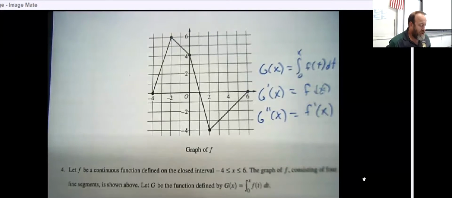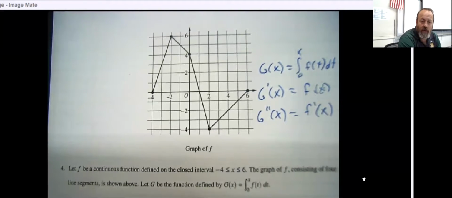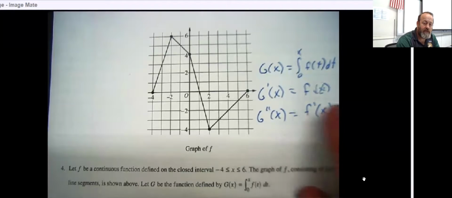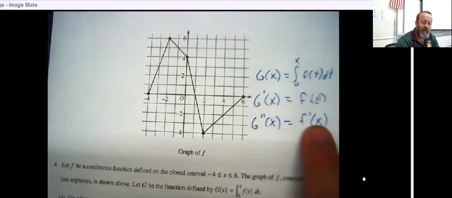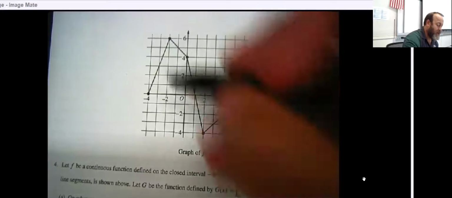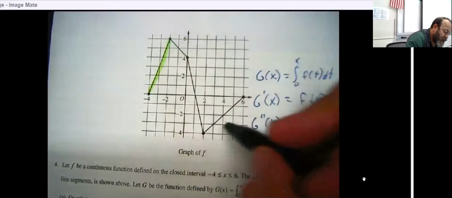So if I wanted to come up with an interval where g is concave up, keep in mind, if I want g to be concave up, I need the second derivative to be positive. But the second derivative of this is the first derivative of f. So if I'm looking at f prime being positive, I need every place where the slope of f is in fact positive. And that appears to happen here and here.